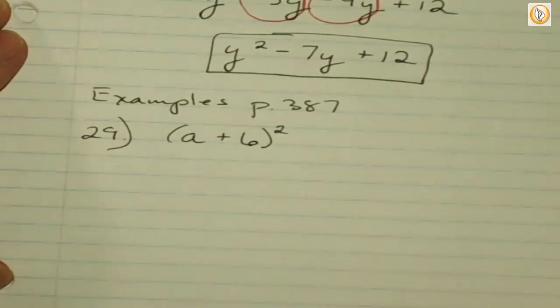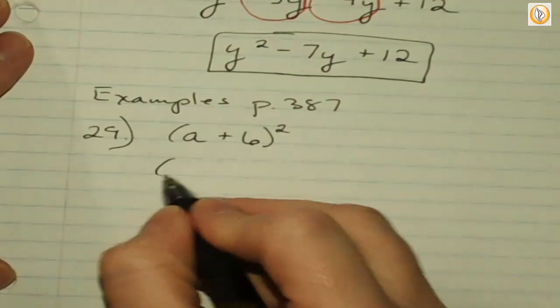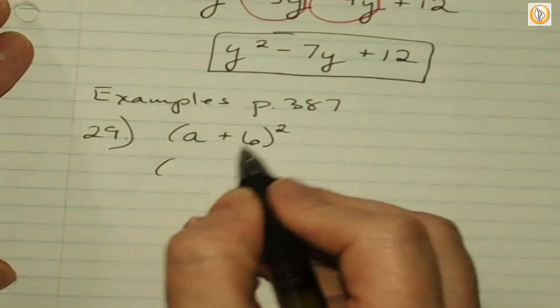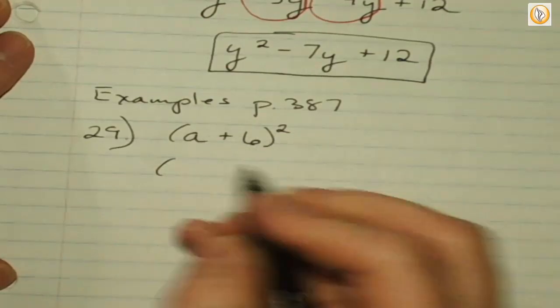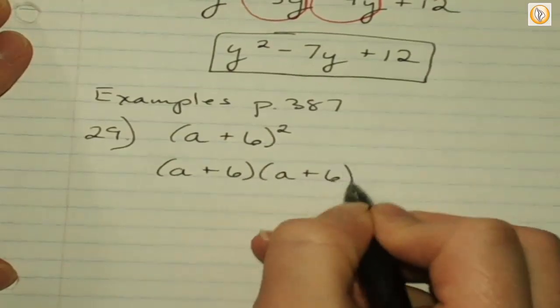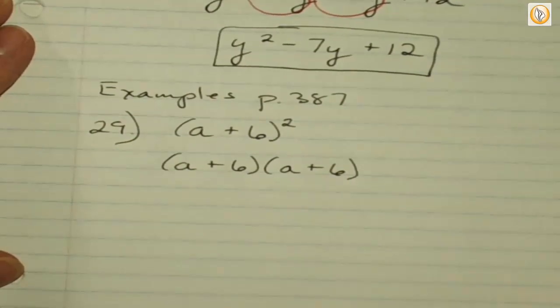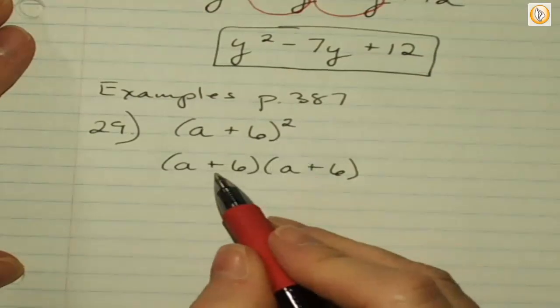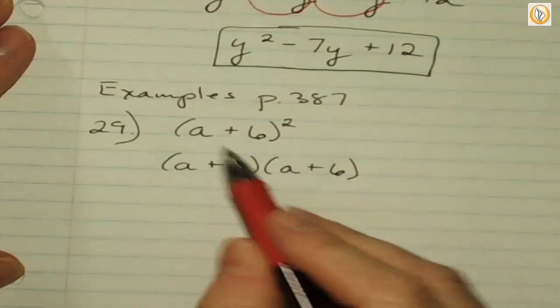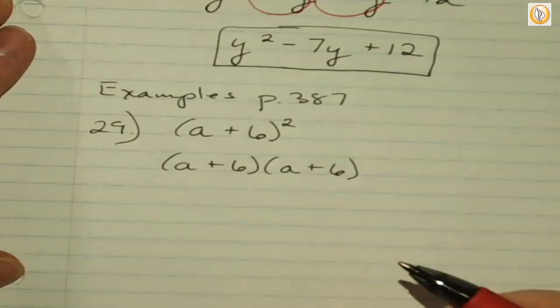A plus 6 squared. Okay, this is how you would write this out. Because it's this whole group times itself twice. So it's a plus 6 times a plus 6. Do y'all see that? Because it's squared, it's a plus 6 times a plus 6 twice. Does that make sense? And then we do the FOIL method.